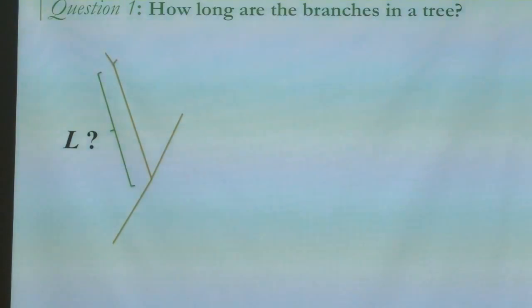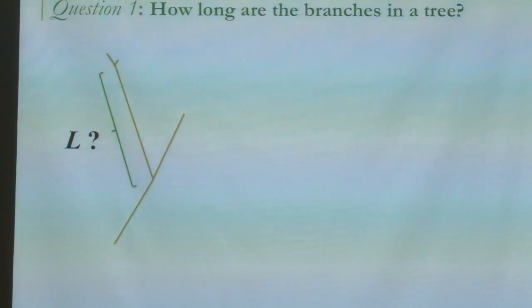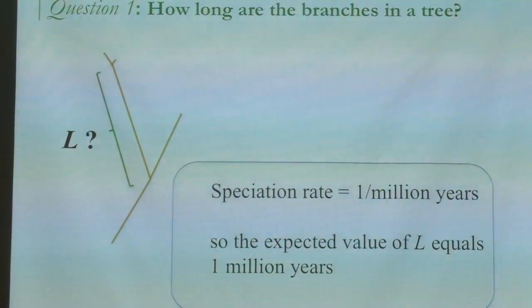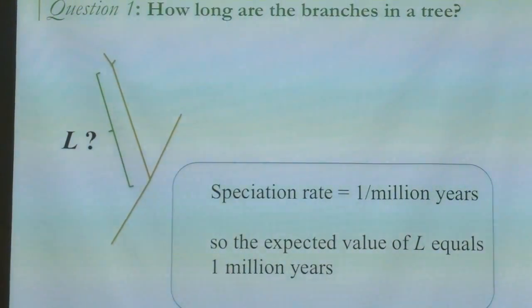The question I'm going to be interested in is how long are the branches in a tree? So we're going to assume that speciation occurs at a constant rate. Every second there's a chance there'll be a speciation event. Technically it's called an exponential distribution, but it's just the same distribution as you'd use as the waiting time until some random event happens if those events are occurring at a constant rate. So I'm going to assume there's a speciation rate of 1 in a million years. So the time from here till the next speciation event, on average, will be 1 million years. Okay?